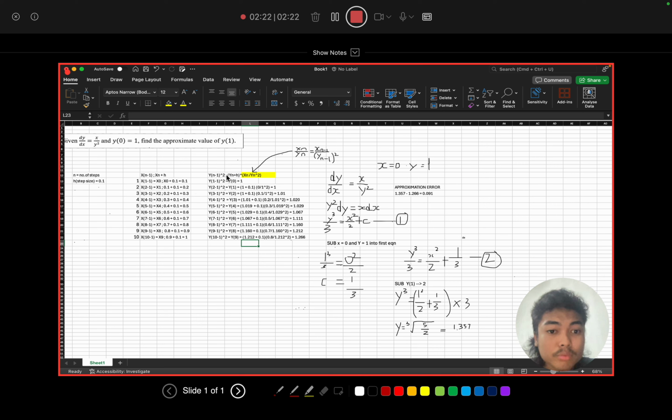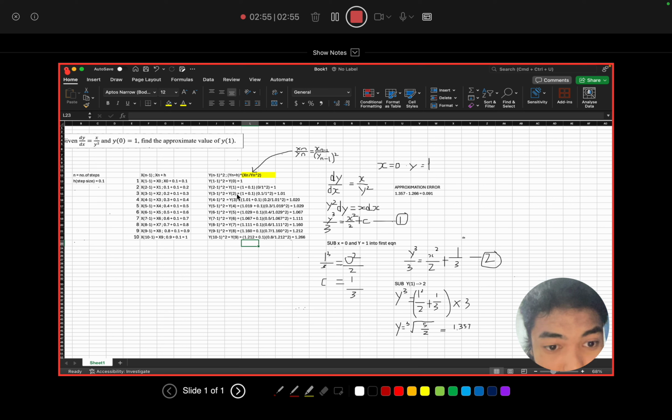And then for the y value, the equation is y(n minus 1) to the power of 2, and the second one will be yn plus h times xn over yn to the power of 2. So the xn over yn is x(n minus 1) over y(n minus 1) to the power of 2. Same thing for y, the n value is starting from 1, so y(n minus 1) to the power of 2 equals y0, and y0 equals 1 because it's already given to us in this case.